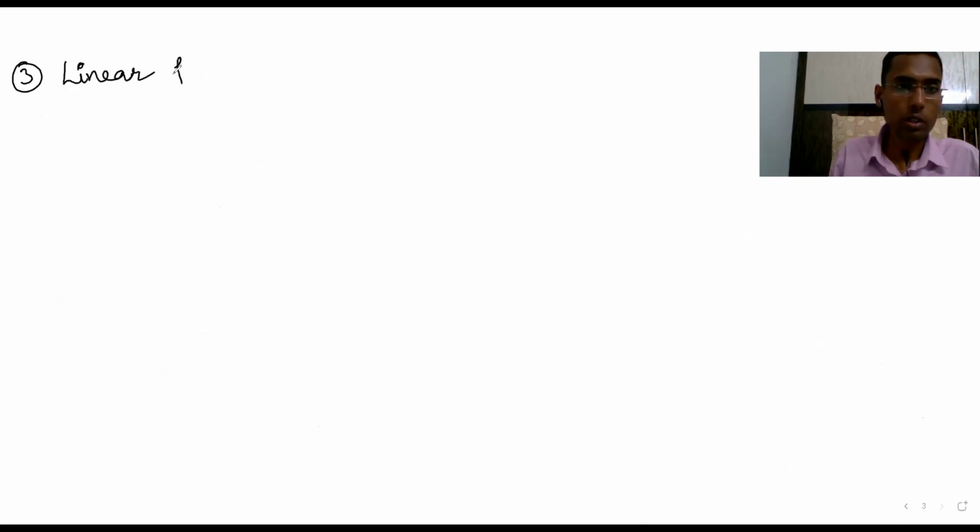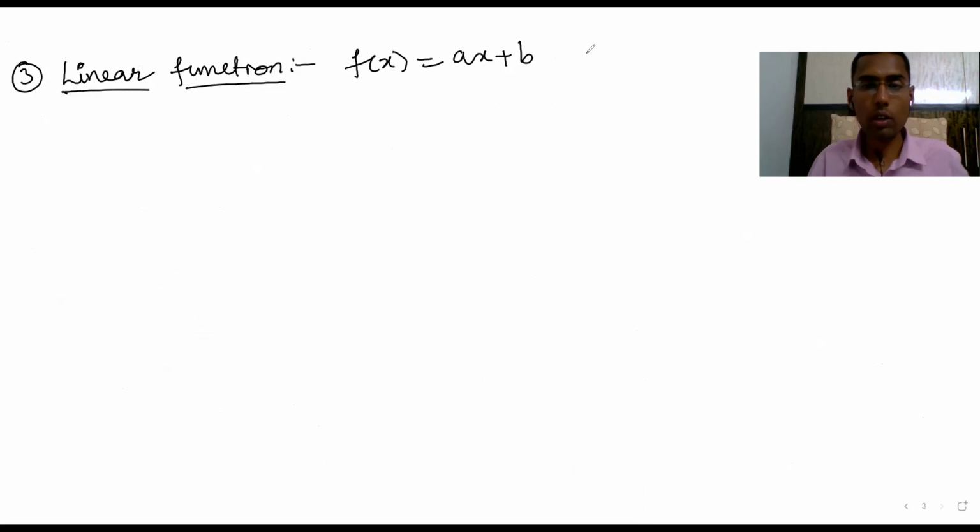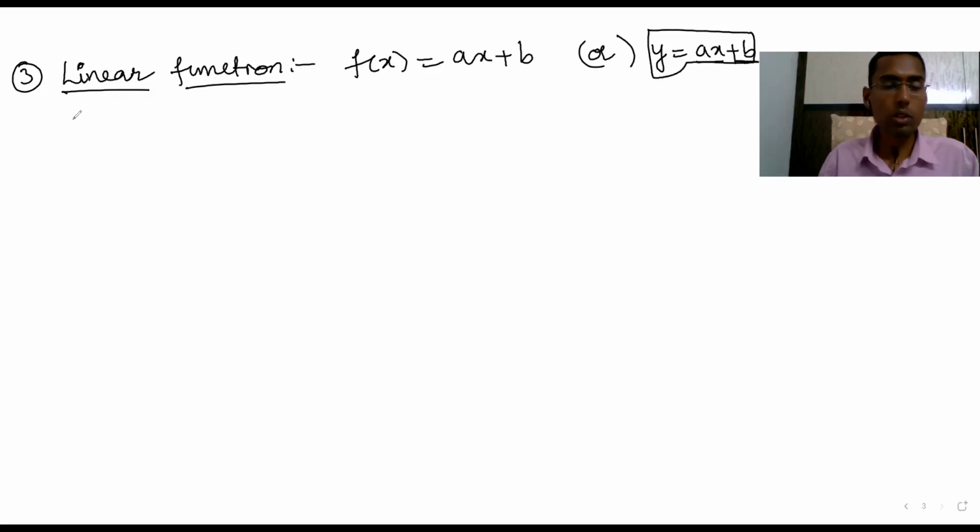Next, linear function. What is this linear function? F of x equal to ax plus b. Or you can write this as y equal to ax plus b, the y equal to mx plus c form. You remember this from straight line. This is a straight line. So what is the domain? Domain is all real numbers. What is range? Range we will see.